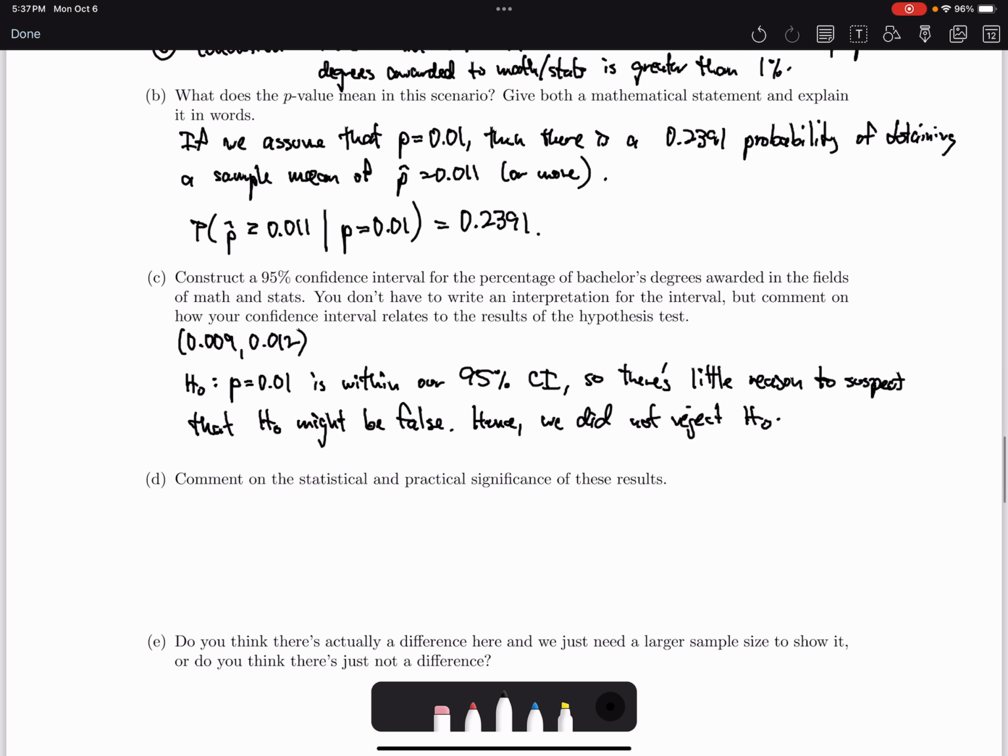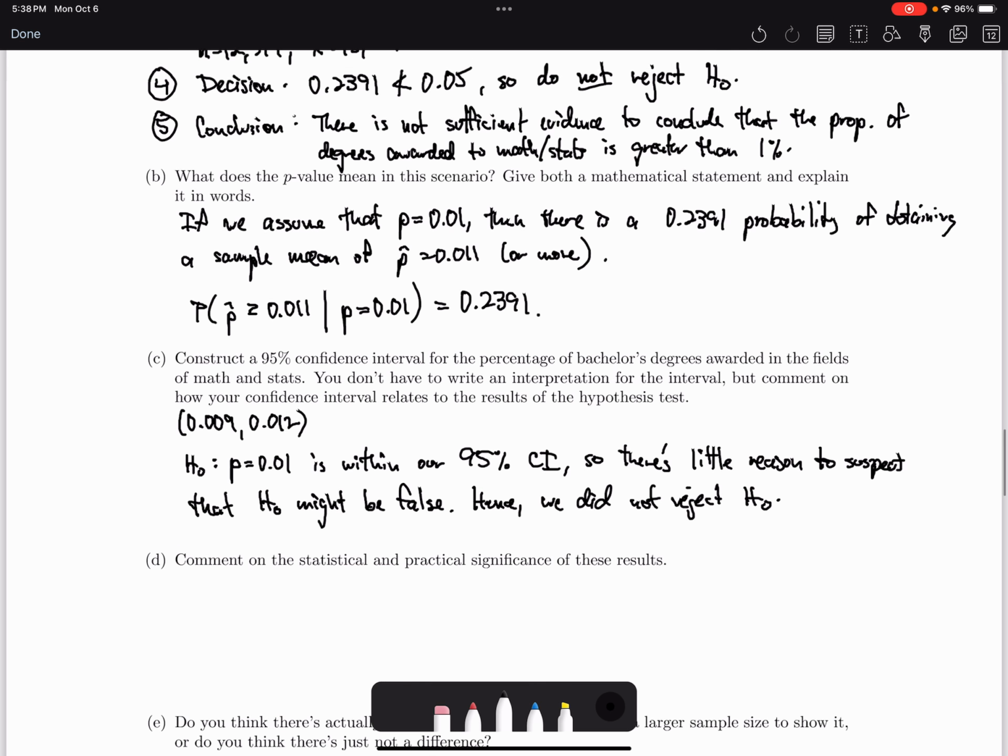Okay, part D. Comment on the statistical and practical significance of these results. Well, we didn't reject the null hypothesis, so the results are not statistically significant. The results are not statistically significant since we did not reject H null.